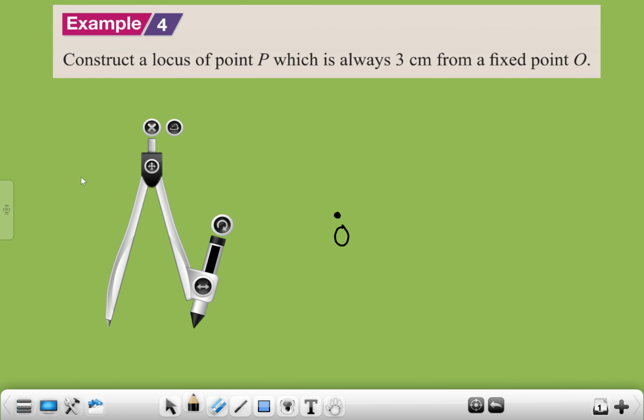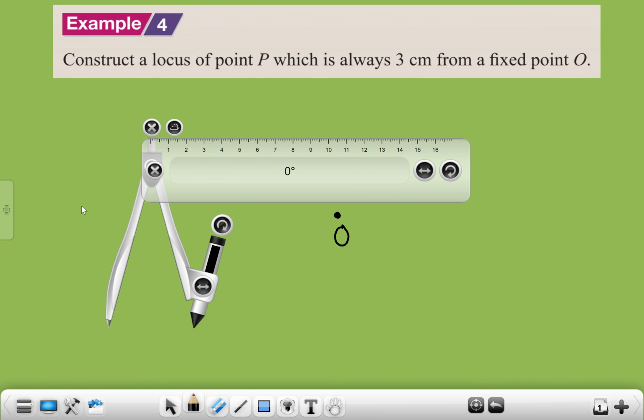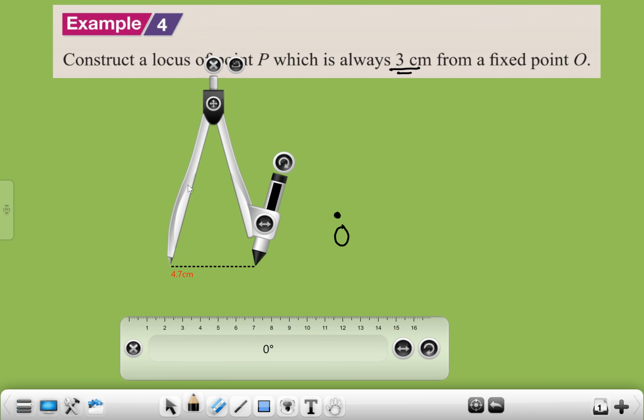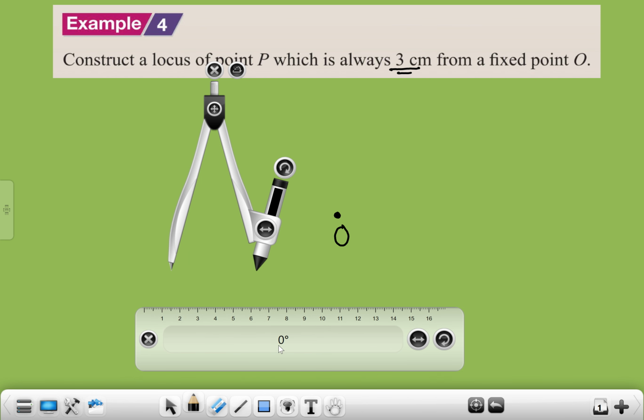Just now I asked you to have what? Compasses. I have my compasses already. And then what did I need? One more? Yes, a ruler. I have my ruler here. So I have to measure first. If you look over here, it states 3 cm. Do you know how you are going to measure 3 cm with your compasses? Yes. Okay.